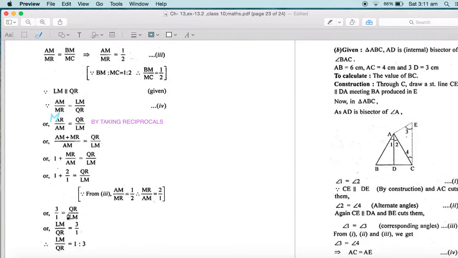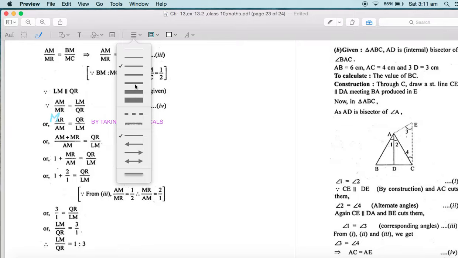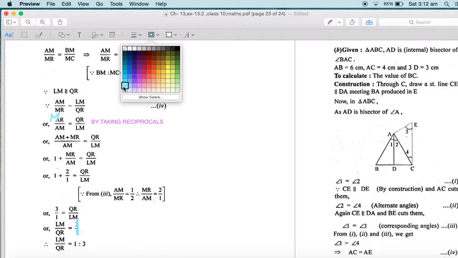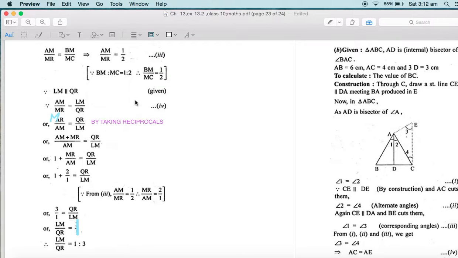I will write it as a ratio because ratio is what we want. It comes out equal to QR upon LM. Or I can say the ratio the reverse way, which is asked in the question, LM upon QR equals 1 by 3, or 1 ratio 3. This 3 upon 1 will change to 1 upon 3. Now let's see the B part of the same.